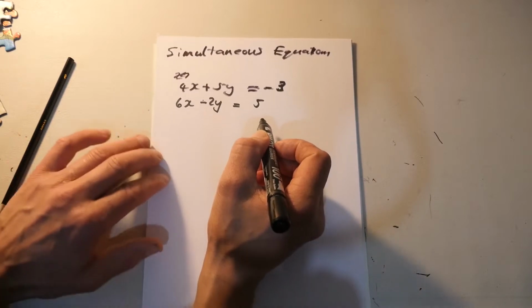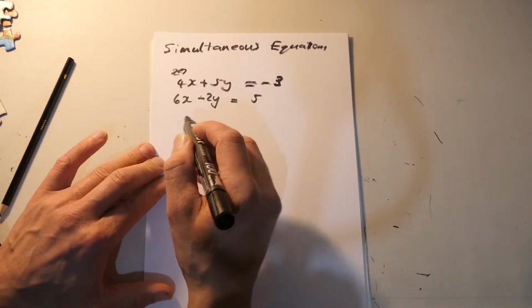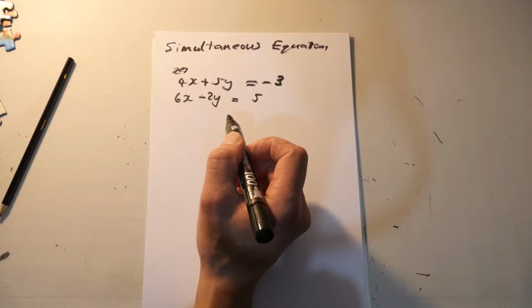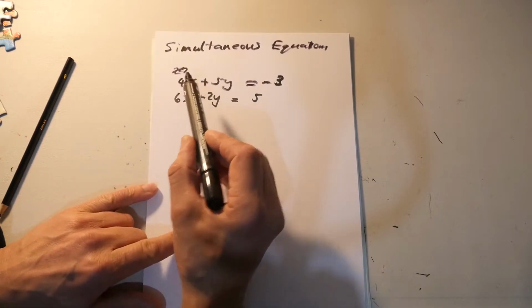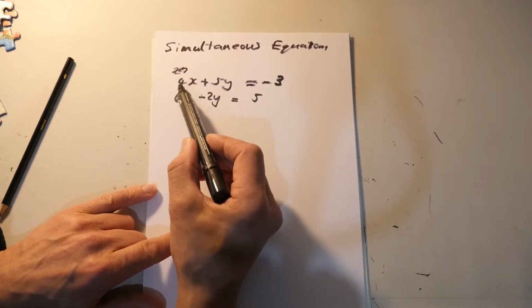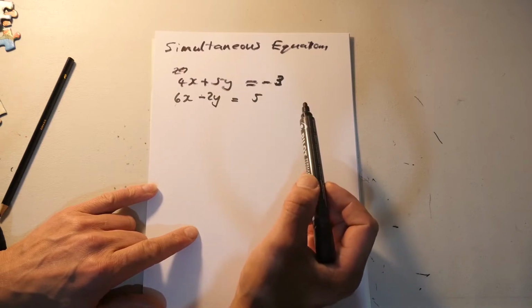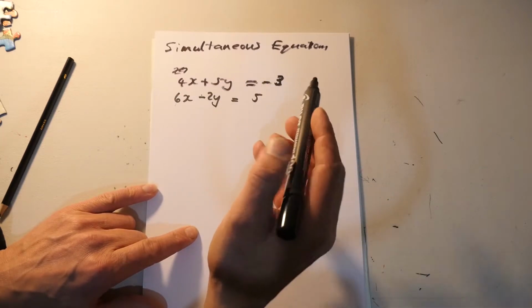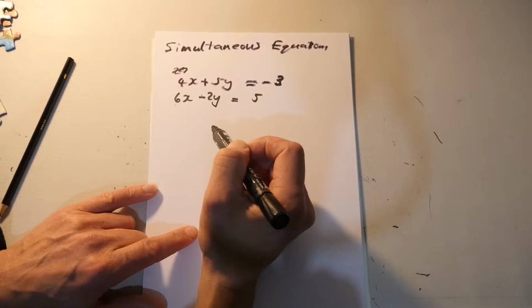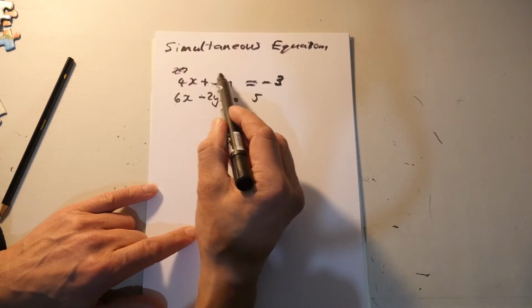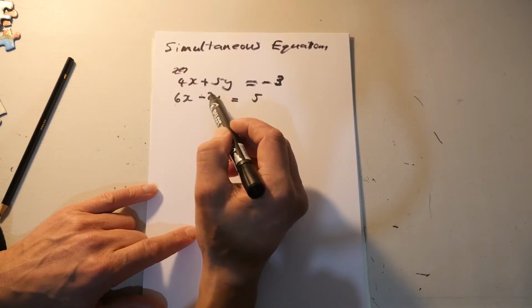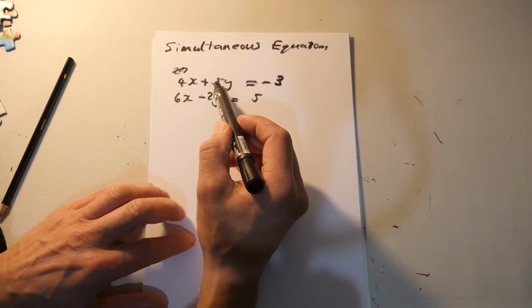4x plus 5y equals minus 3, and 6x minus 2y equals 5. So the method to solve this is as follows. You need to make the coefficient, the number before the x's or before the y's, the same, okay? Because you've got to eliminate. So we could take the y's, it's perhaps slightly easier.